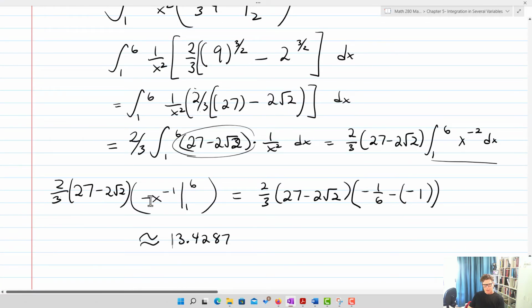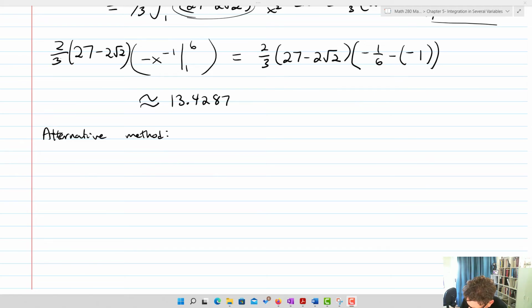So, once we go through, we integrate that, evaluate at our bounds, in this case 1 and 6, and figure out what our integral is. And there it is, 13.4287. Perfect. All done.